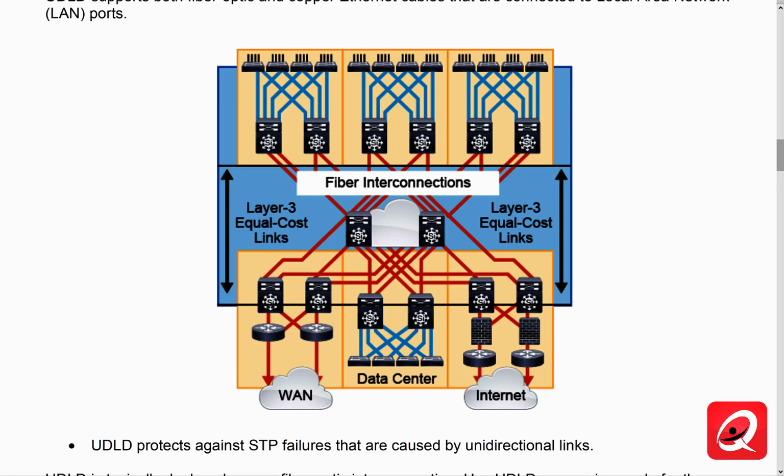There's really no reason not to consider running it. But if you enable UDLD globally, it's only going to enable it on fiber optic ports. Now you can run UDLD in normal mode or aggressive mode. We don't really get into the difference between those two, but I would say aggressive mode would probably be the best option, especially if you're using fiber optic connections.